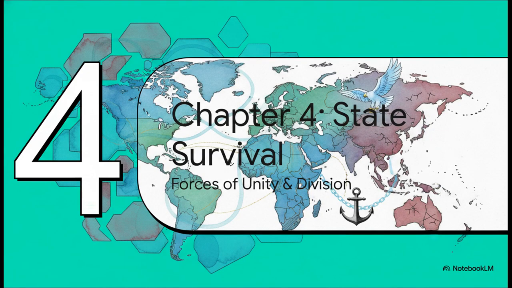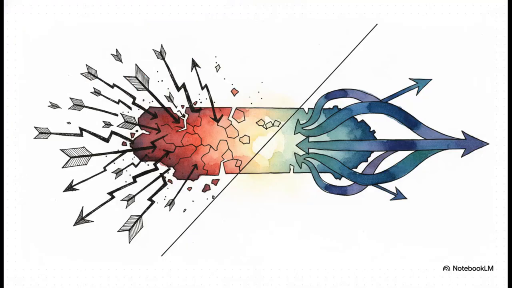And this all leads us to our final chapter, which is all about the big picture: state survival. Why do some countries stick together for centuries while others just fall apart? The whole thing boils down to a constant battle between two opposing types of forces. You have centrifugal forces. These are things that pull a country apart, pushing outwards from the center. And then you have centripetal forces, which do the opposite. They're the glue that binds a state together, pulling everyone toward the center.